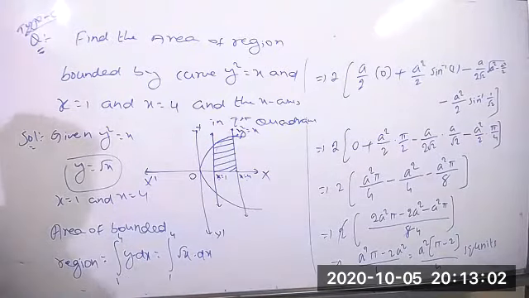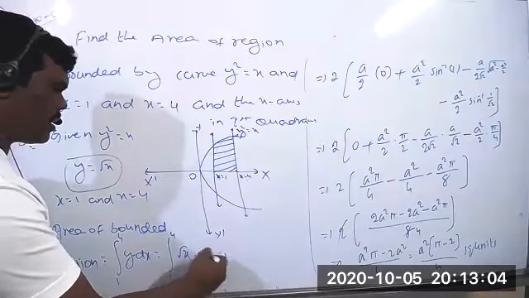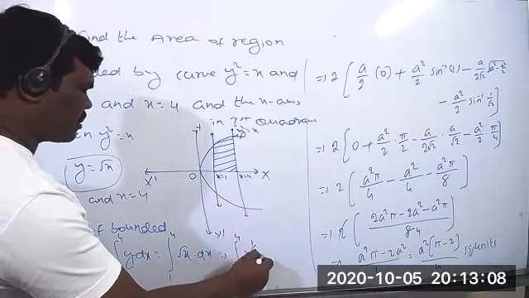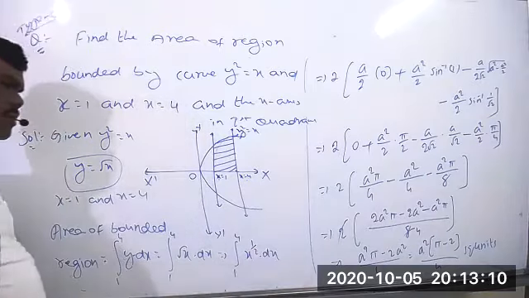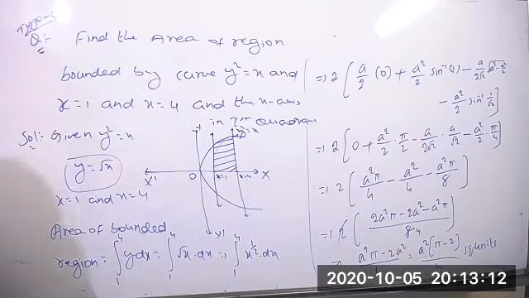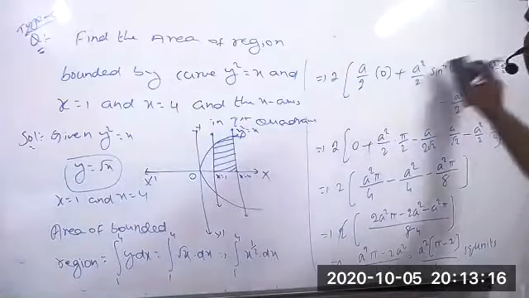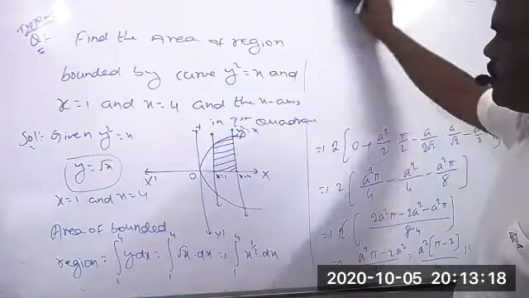And the integration of root x, please tell me anyone. This you can write as x power 1 by 2 into dx. The integration of x power n equals x power n plus 1 by n plus 1. So write clearly.